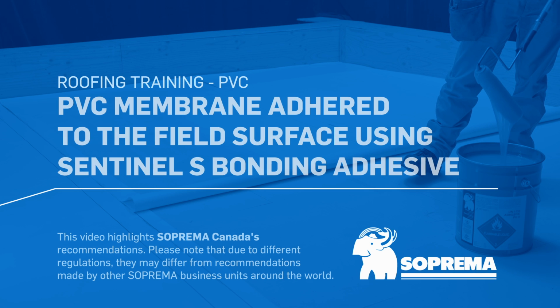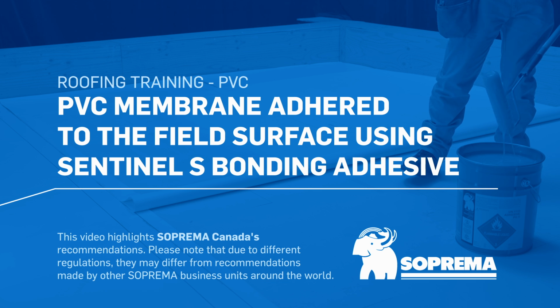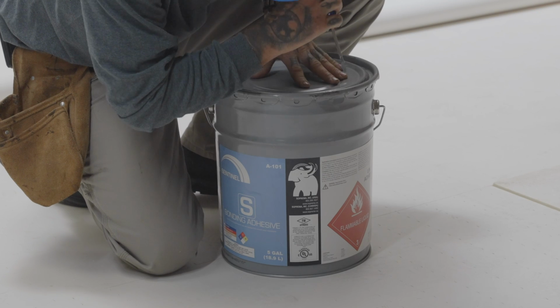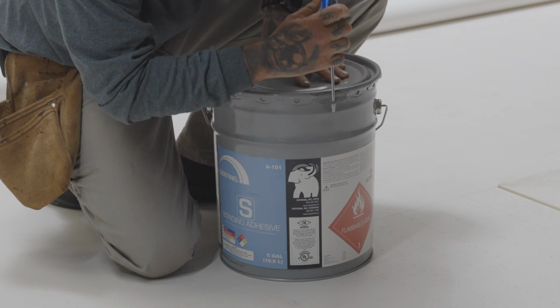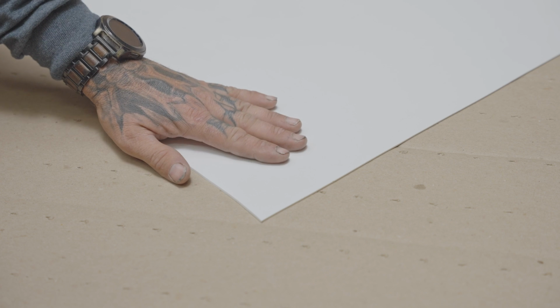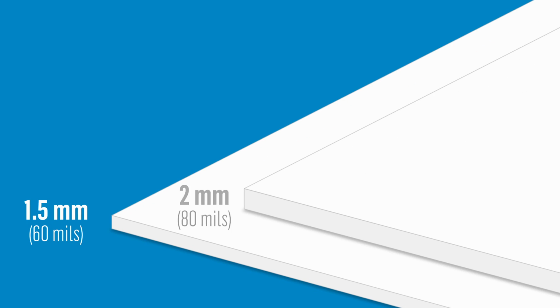Here are the installation steps for bonding Sentinel PVC membranes to the field surface of a roof using Sentinel S bonding adhesive. First, you should know that the PVC membranes that can be bonded using Sentinel S bonding adhesive are bare-backed. They are reinforced with an enhanced polyester or fiberglass reinforcement and are available in two thicknesses, 1.5 millimeters or 2 millimeters.